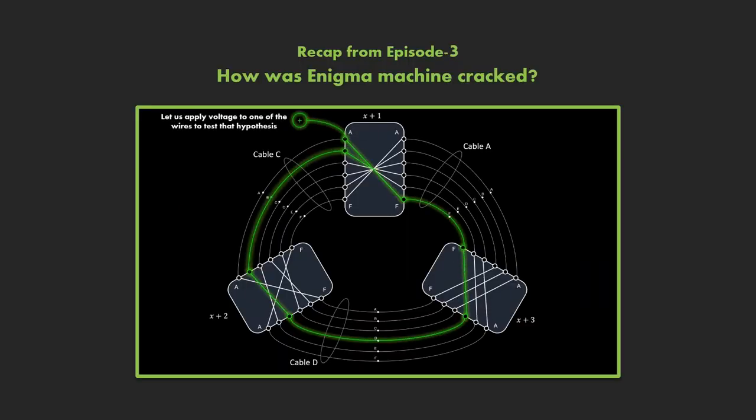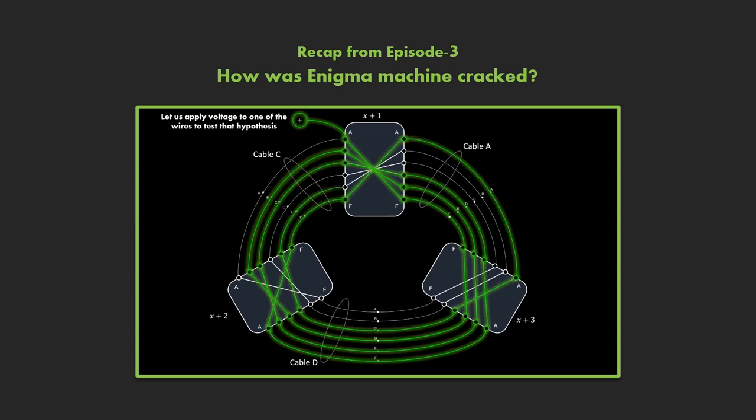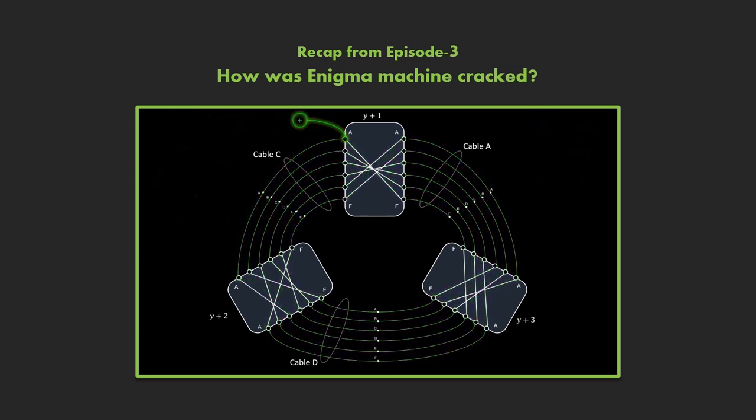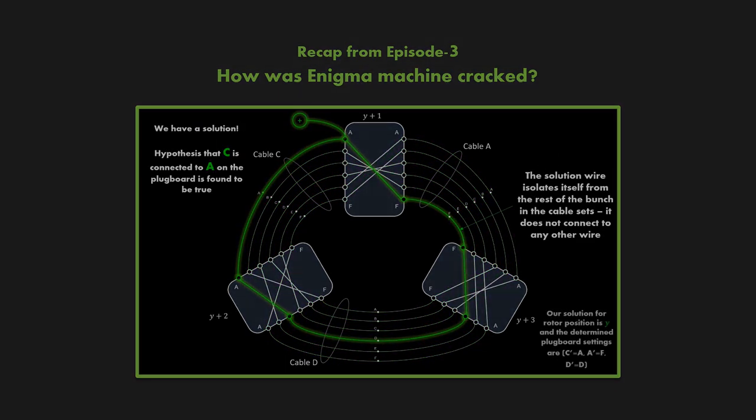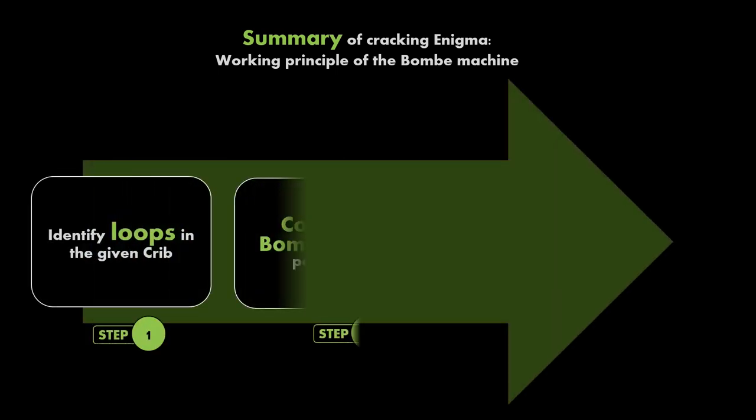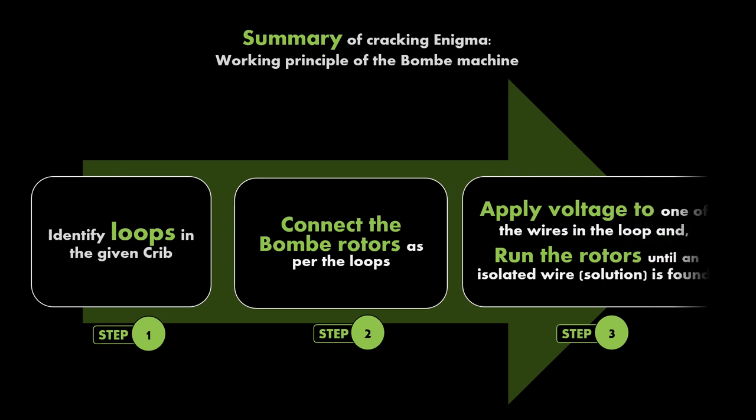In the last episode, we have seen how the Enigma machine can be cracked and the working principle of the Bombe machine. Now, we will take a look at the full-size Bombe machine that we have built and see it working in detail. In summary, cracking the Enigma with the Bombe machine involves three steps. First is to identify loops in the given crib. Second is to connect the Bombe rotors as per the loops. Third step is to apply voltage to one of the wires in the loop and run the rotors until an isolated wire is found.